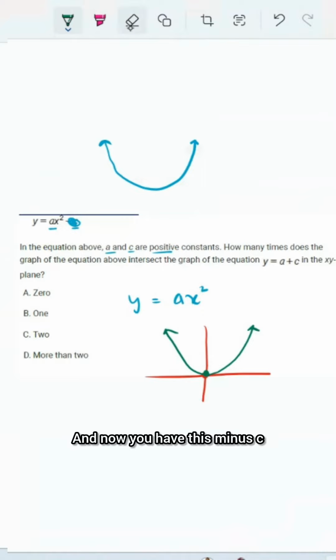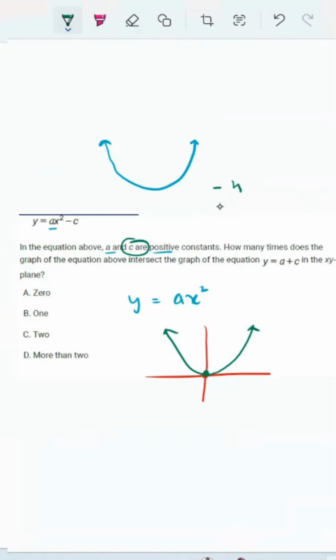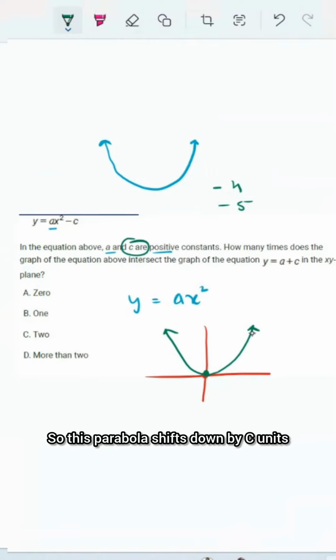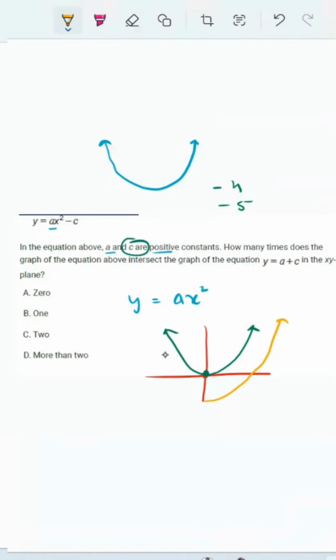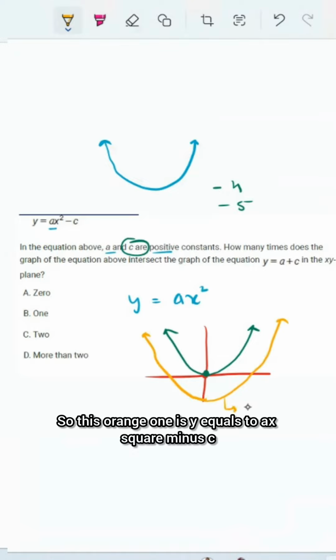And now you have this minus c, and because of this minus c, this is going to do a translation c units down, because c is also positive. So when you're doing minus c, basically you're doing minus 4 or minus 5 or whatever the value of c, that doesn't matter. So this parabola shifts down by c units. So this orange one is y equals ax squared minus c.